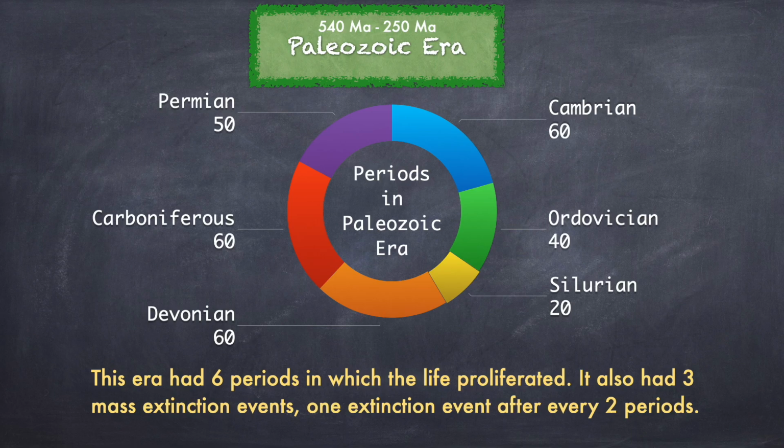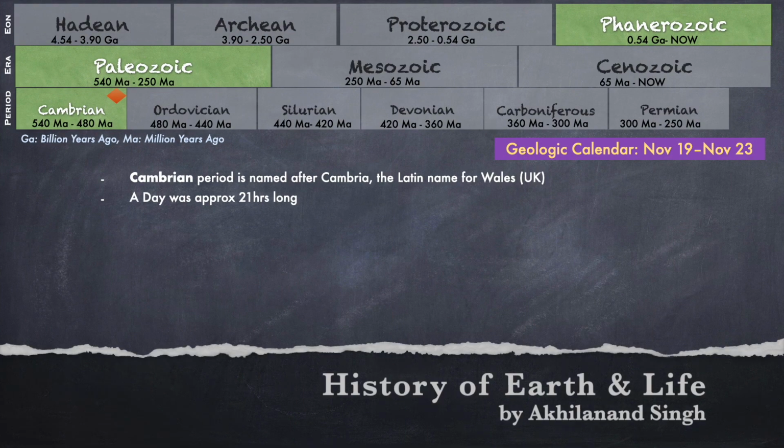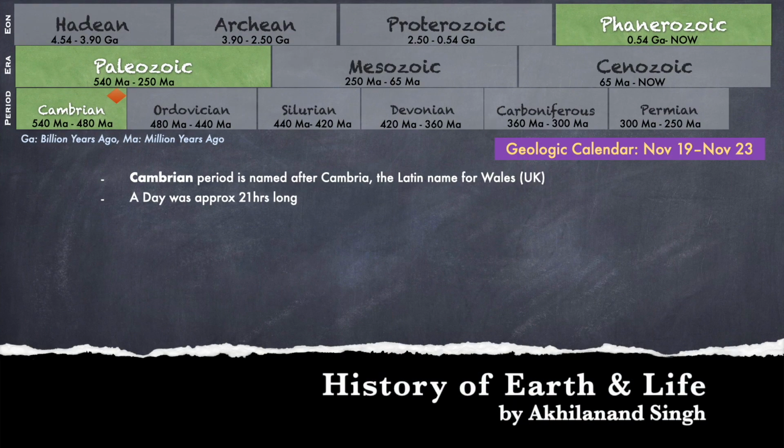The Paleozoic era is divided into 6 smaller segments of time which are called periods. The names of these periods are Cambrian, Ordovician, Silurian, Devonian, Carboniferous and Permian. Let's talk about the Cambrian period, whose time span is 540 million years to 480 million years ago from now. In the geologic calendar, it is shown as the time between November 19 to November 23rd. The Cambrian period is named after Cambria, which is the Latin name for Wales in the United Kingdom.